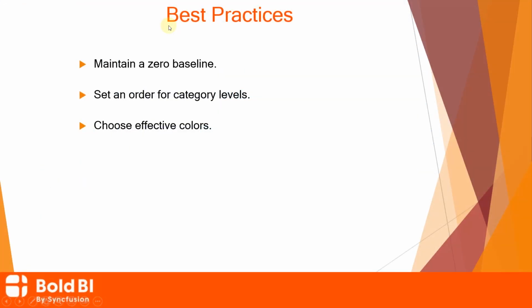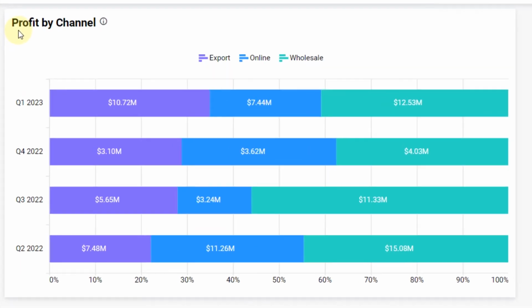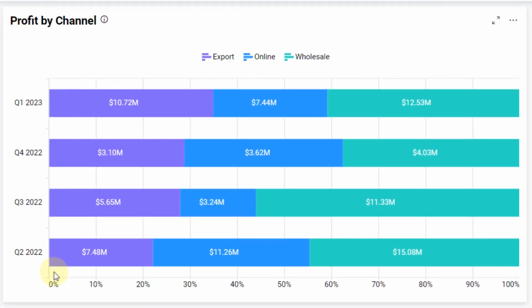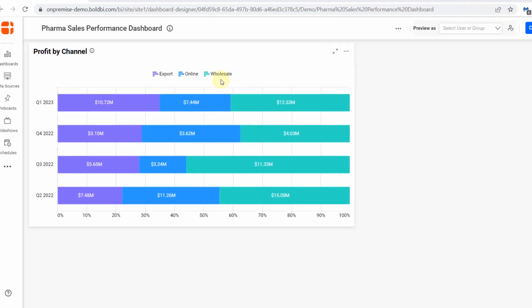Some of the best practices for using a 100% stacked bar chart are: maintain a zero baseline to avoid misjudgments in category comparisons. The order of category levels must be larger to smaller unless there is a predefined order for them. Colors must be used according to the category types used in the chart.